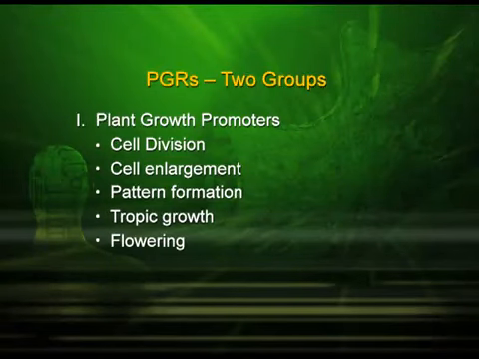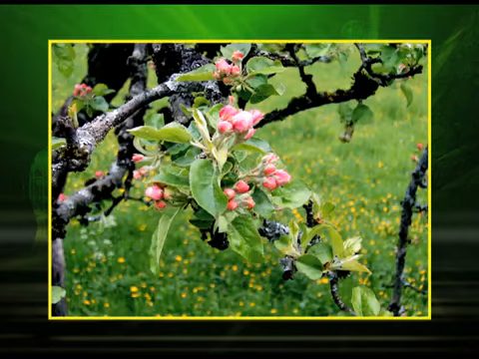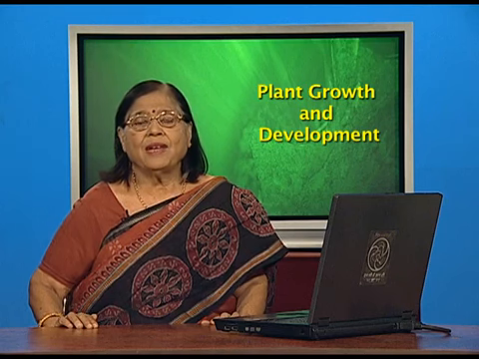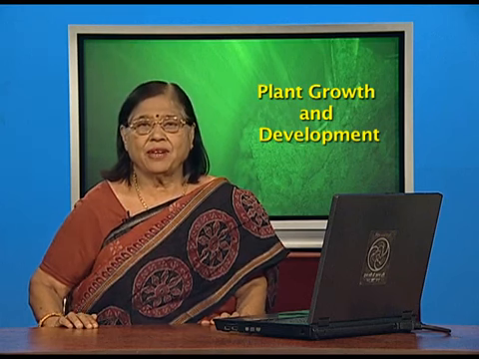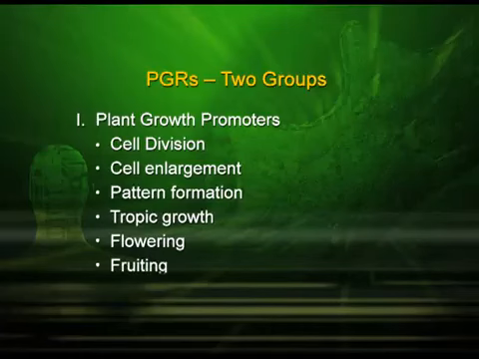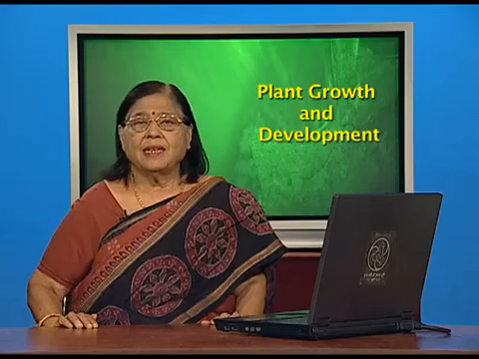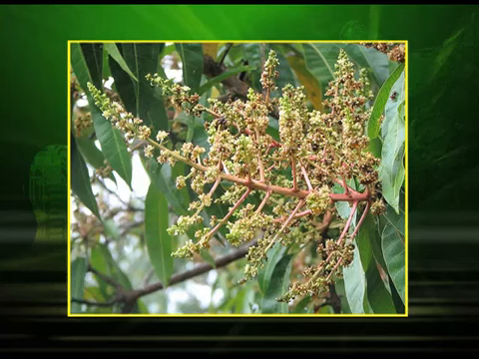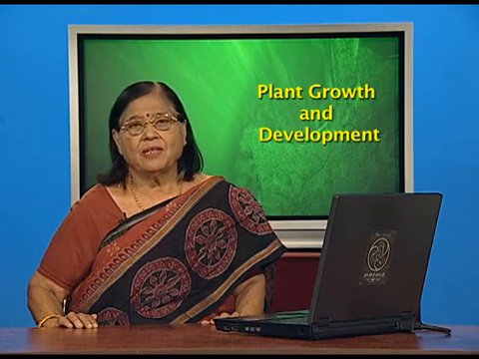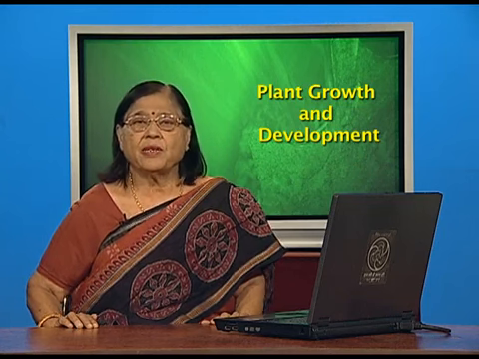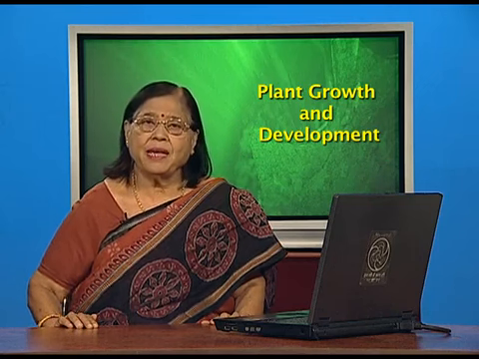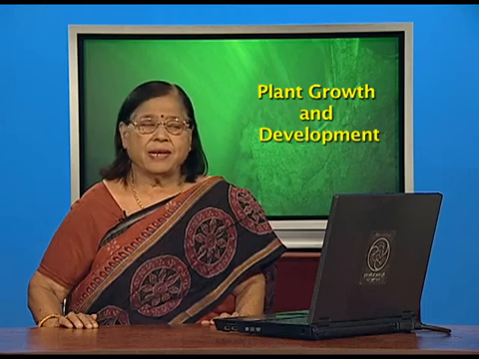Flowering, which is an important aspect in the flowering plants. Only when flower comes, then only the fruit will come. So, flowering is also induced by these regulators, PGRs, that is promotory activity. And then fruiting means fruit formation. Children, you know that flower comes and from flower the fruit will come, or the ovary of the flower will be converted to the fruit. So, fruiting is another important phenomenon which comes in the growth aspect of the plant, and it is also controlled by growth promoting regulators.